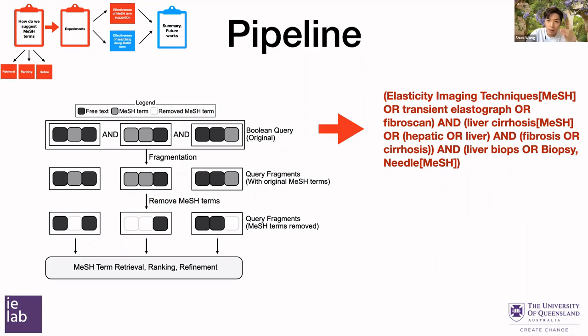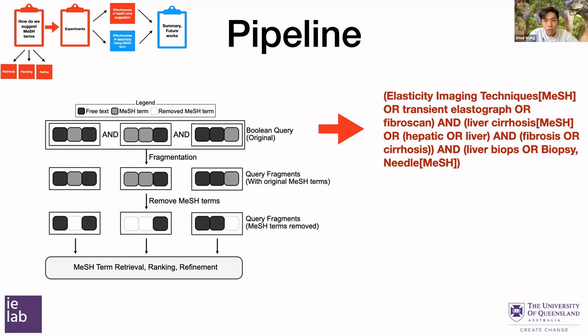Here's the pipeline of our MeSH term suggestion task. First, we know in the dataset we only have the original queries and there are MeSH terms originally in the queries. So we actually want to remove these MeSH terms so that we can build our queries without MeSH terms, right? Remember, our goal is to suggest these MeSH terms using our method.